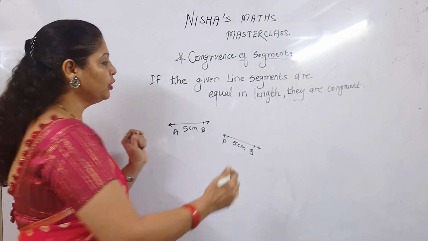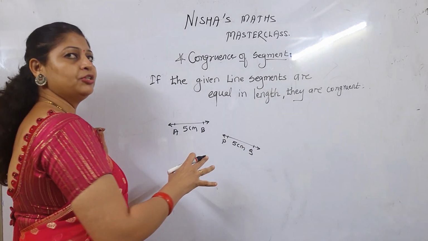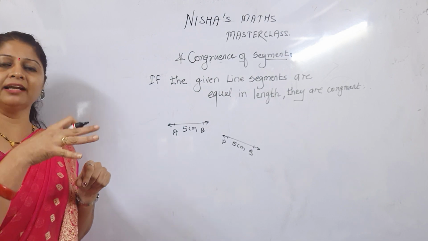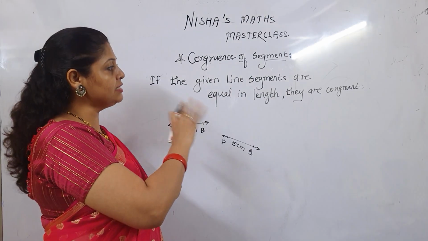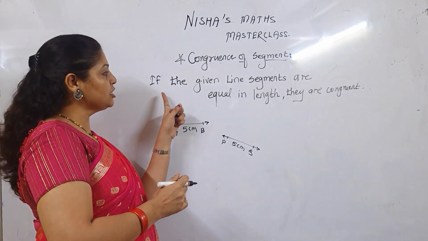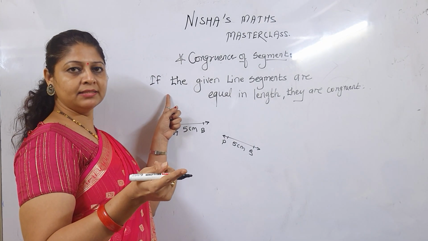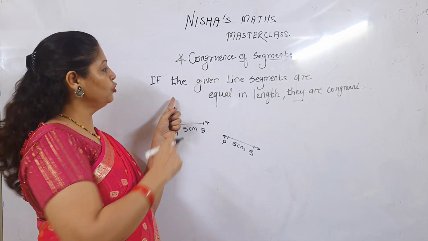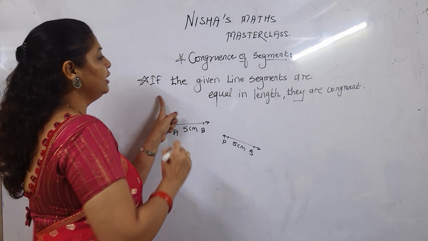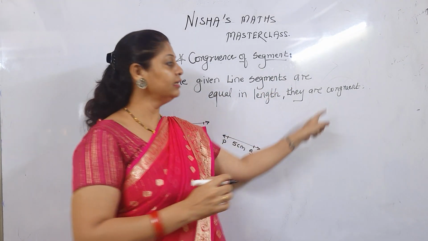Understand? So how to write it? The meaning of congruent means what? All the measurements, whatever the diagram they are given, those are equal with each other. That means congruent. So this is the most important line. This line is important for fill in the blanks, true and false, right and wrong. So mark it over there, children. If the given line segments are equal in length, they are congruent.